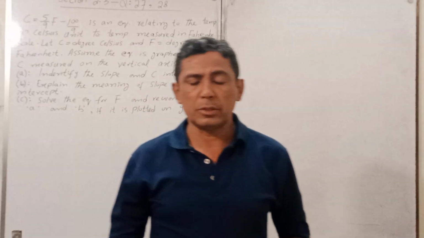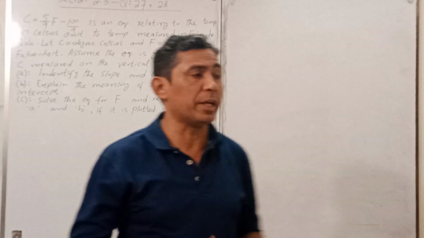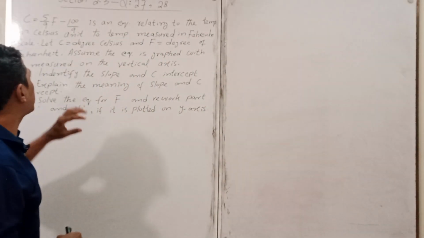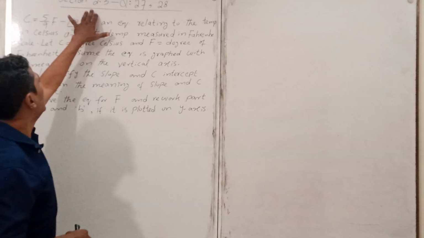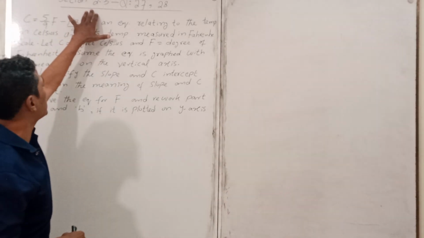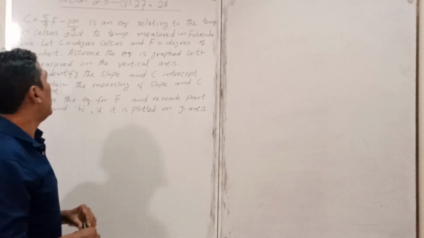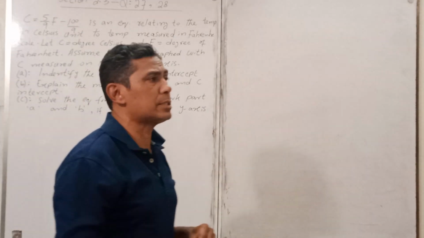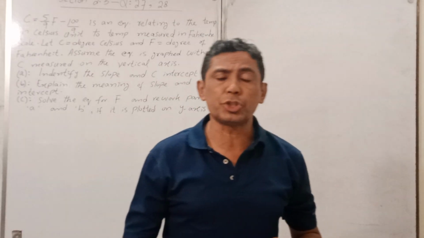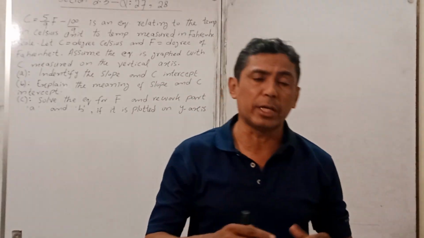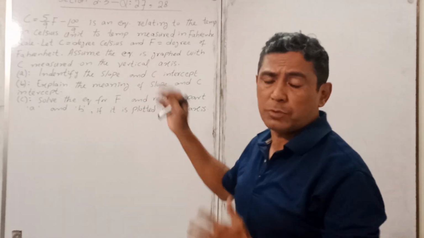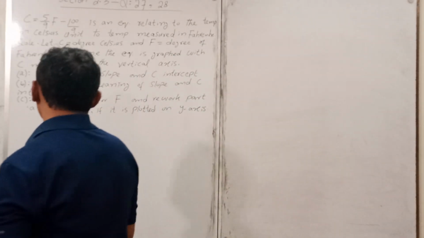Today we have a discussion on a very important topic, slope and intercept. I have selected this topic from section 2.3 of our business mathematics book by Budnick, questions number 27 and 28. In this discussion, we will cover question number 27. You can do 28 yourself; it is a similar kind of question.